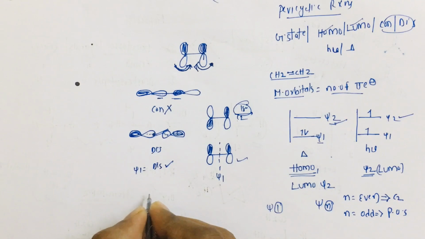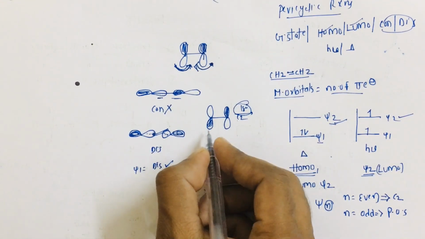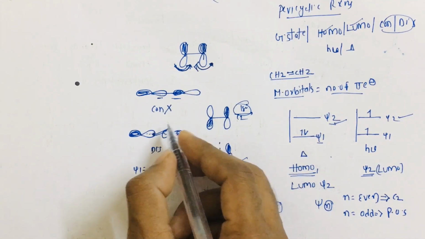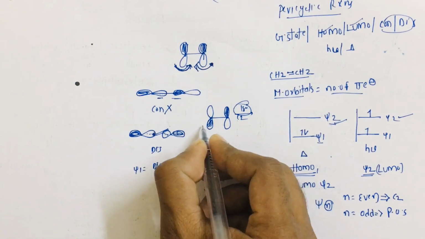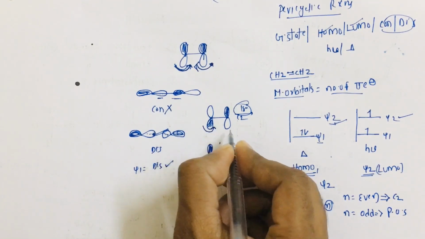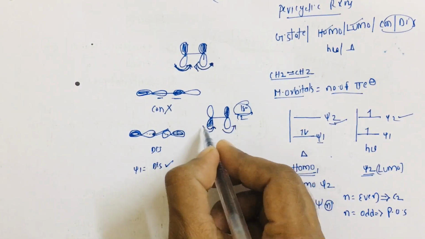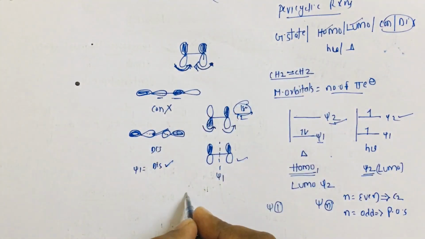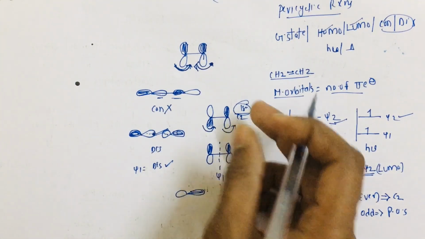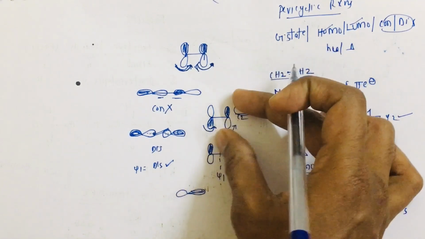If you take psi2, conrotation will be allowed. If for psi1 disrotation is allowed, then for psi2 it should be conrotation. So it's going this way and this is going this way, so this orbital comes like this, shaded, and this is going this way, that means this is like this.